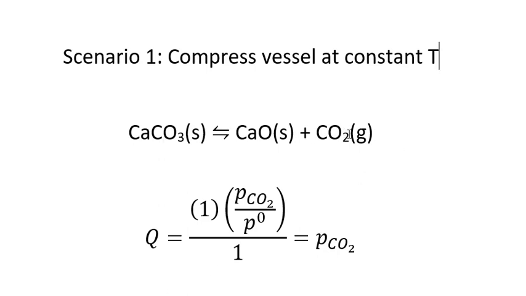So if we compress the reaction vessel, the reaction would have to move towards the left, and we'd be making calcium carbonate, reacting these to form it. The moles of carbon dioxide and calcium oxide would go down, but the moles of calcium carbonate would go up as we respond to a compression. So that's the first scenario.